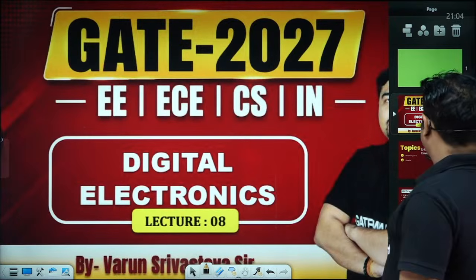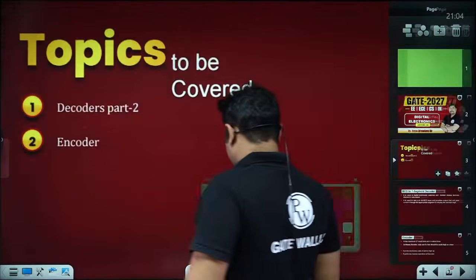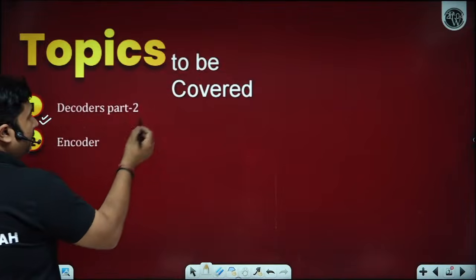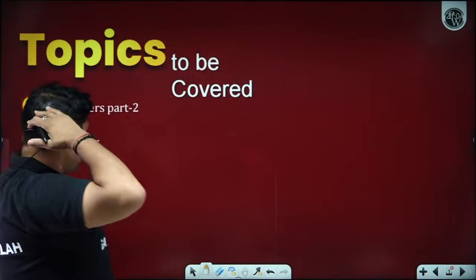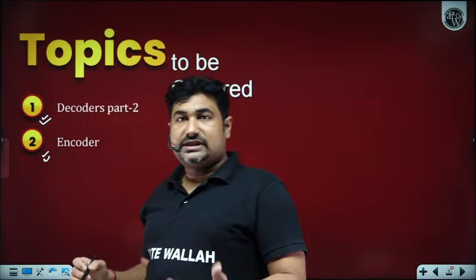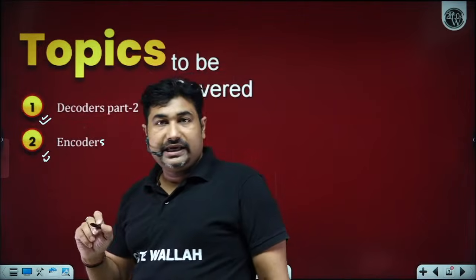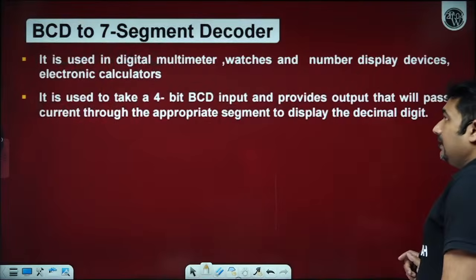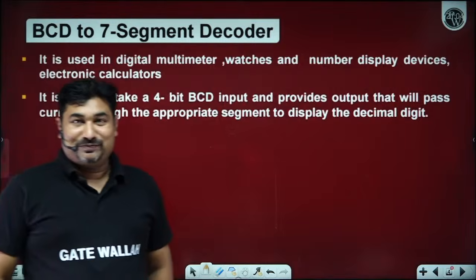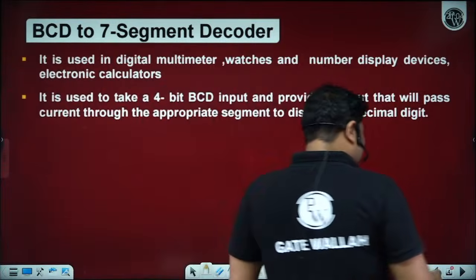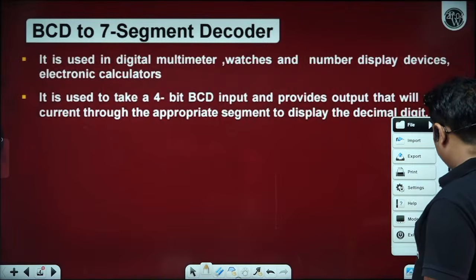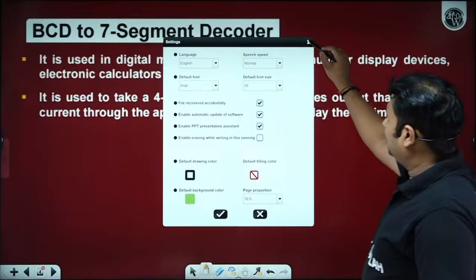So let us first discuss the topics covered today. Today I am going to cover first part, decoder part 2, where we will see BCD to 7 segment decoders, and later on we will move towards encoders, in which we will see normal encoders and priority encoders. So please write down first BCD to 7 segment decoder.